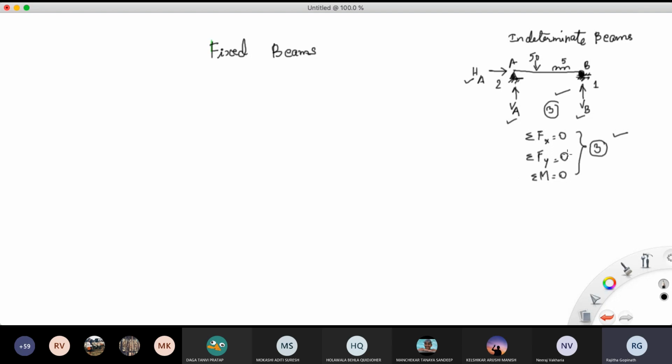We know from our mathematics class that if there are 2 unknowns and we have 2 simultaneous equations, we can solve them, right? So in this particular type of beam, if we have 3 unknowns, then these 3 unknowns can be solved by these 3 equilibrium equations. So 3 unknowns, 3 equations, this can be solved. That's why this is called a determinate beam.